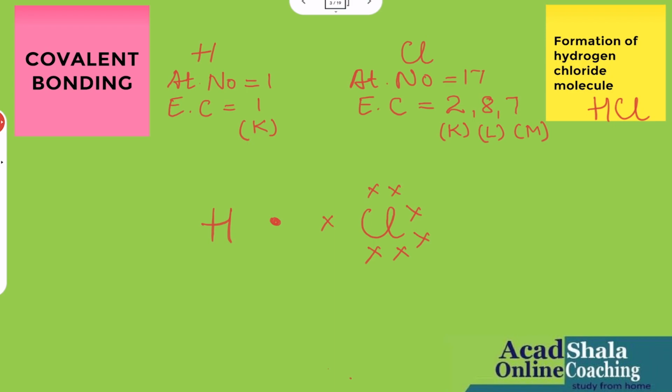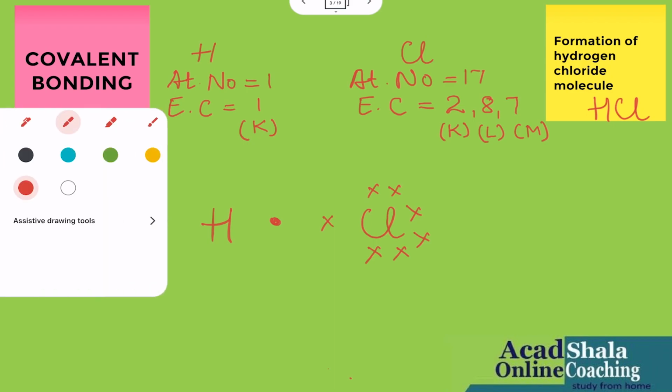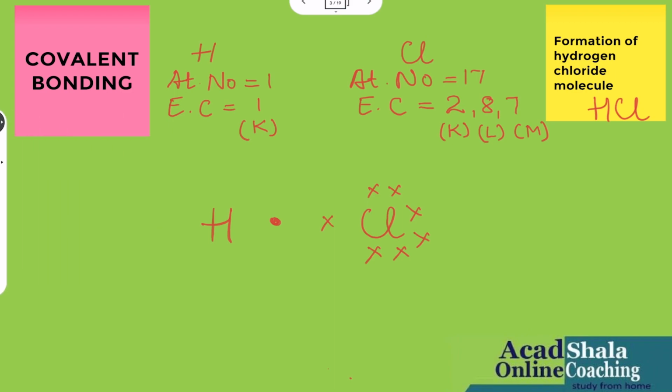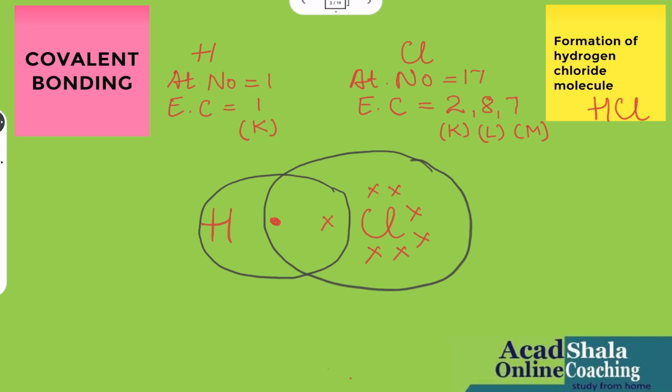Correct, children? Now, this hydrogen says, let me check whether I have attained my stable gas configuration, that is duplet. This chlorine will also say, let me check. So, checking wise, hydrogen comes to the conclusion that I have attained the stable gas configuration of duplet, right? Chlorine says, let me check. 1, 2, 3, 4, 5, 6, 7, 8. Yes, it has also attained the stable gas configuration of octet.